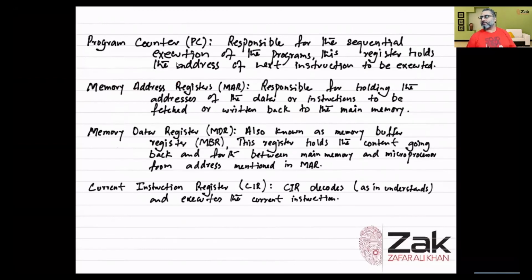Alright. Program counter. Responsible for the sequential execution of the program. This register holds the address of the next instruction. This is very important. So it stores the address of the next instruction to be read from the memory.